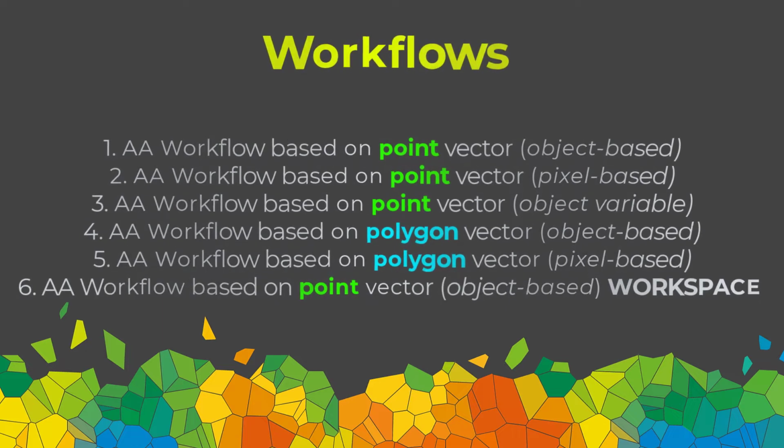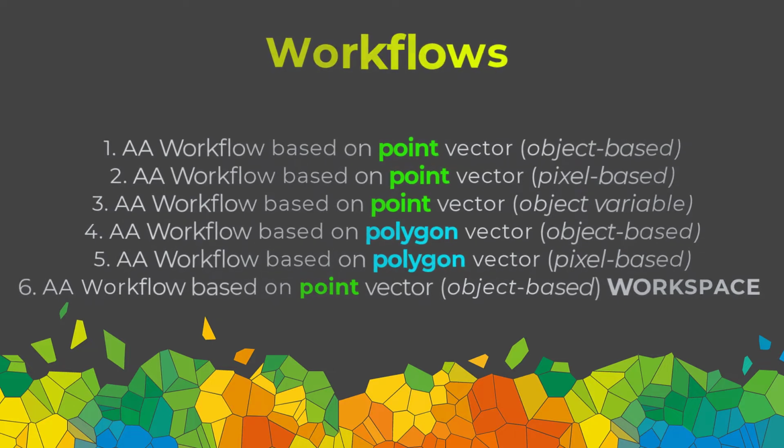Then number 4, accuracy assessment based on a polygon vector. So if you have a polygon instead of a point, how does that look? It's exactly the same, but I'm still going to show you that, and also going to show you object-based and pixel-based. And then number 6, accuracy assessment based on point vector, object-based, but workspace. What does that mean? I'm going to show you how you can apply this across a whole workspace.